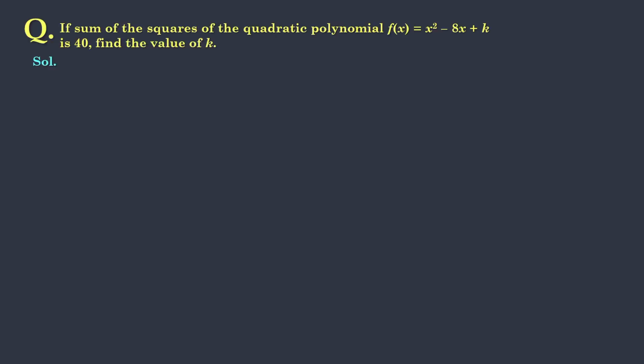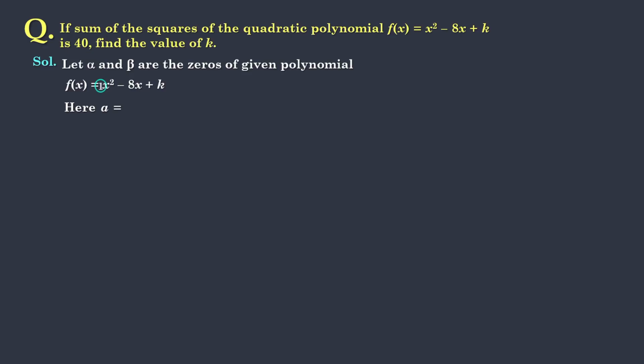Let us solve this problem step by step. We are given that the sum of the squares of the zeros of a quadratic polynomial is 40. The polynomial has coefficient 1 for x squared, coefficient minus 8 for x, and constant term k. We need to find the value of k. Let alpha and beta be the zeros of the polynomial.